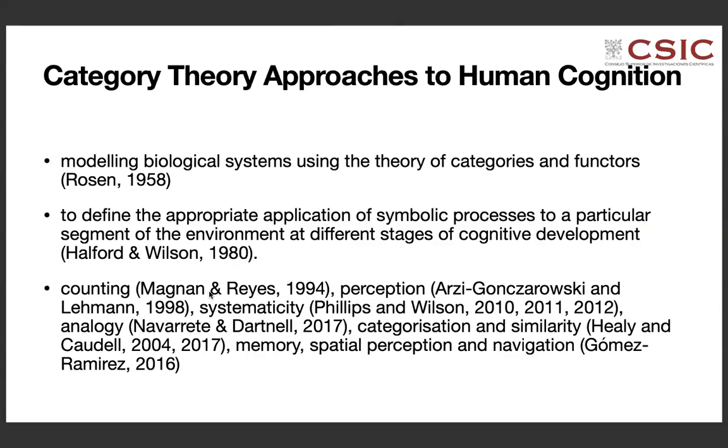So actually that brings me to the end of what I wanted to explain. I want to say that our work is part of a lot of work that is done to use category theory approaches for human cognition, that maybe goes back to the work in the 50s by Rosen, where category theory was used to model biological systems. But then in the 80s, there was also the work by Halford and Wilson to describe different stages of cognitive development with different complexities of category-theoretical structures. And then many other aspects of cognition, like counting, perception, systematicity, analogy, categorization, memory, spatial relation, navigation, many things have been modeled with category theory as aspects of human cognition.